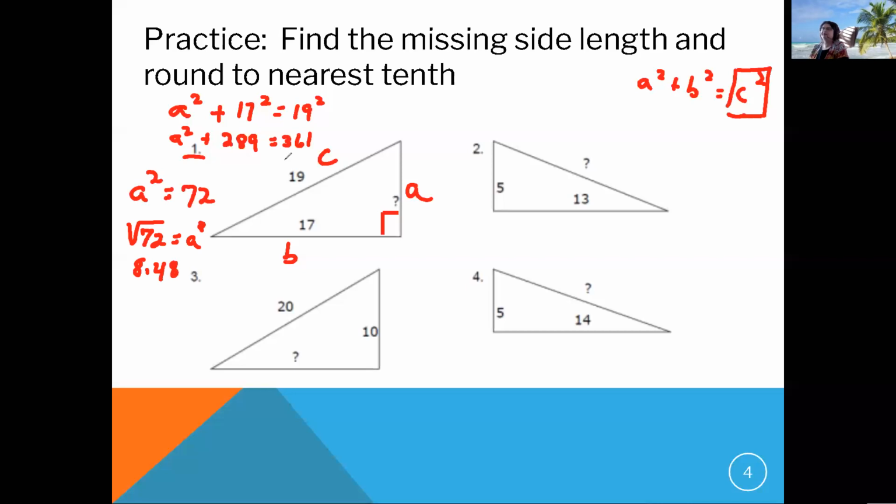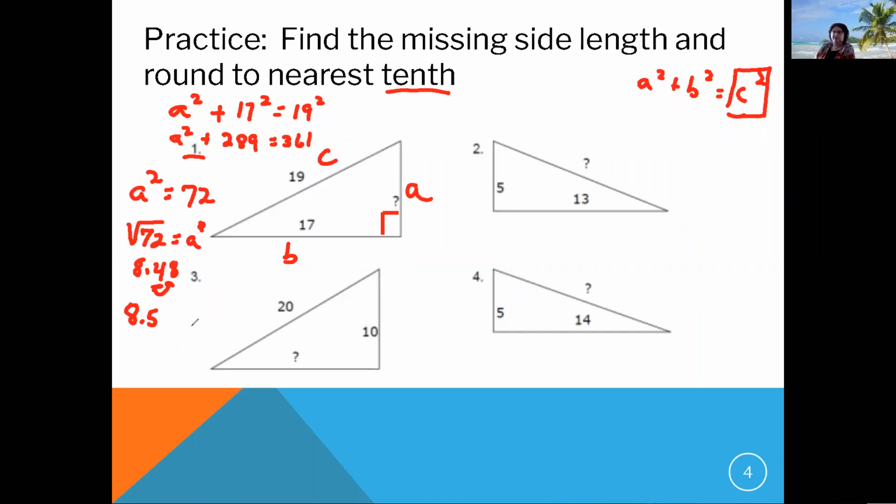8.48, and it said to the nearest tenth. This is the nearest tenth, so what would I round it to? 8.4. No, because this 8 is big, and this is the tenth place, I'm going to pop that 4 up. When I say round, you look at the number behind it. So this is 8.50. Well, you just put 5 because it has to be to the tenth place. 8.5.